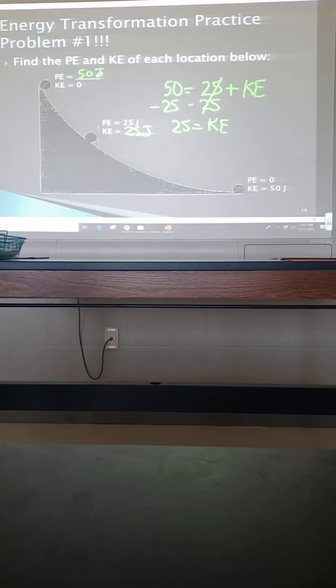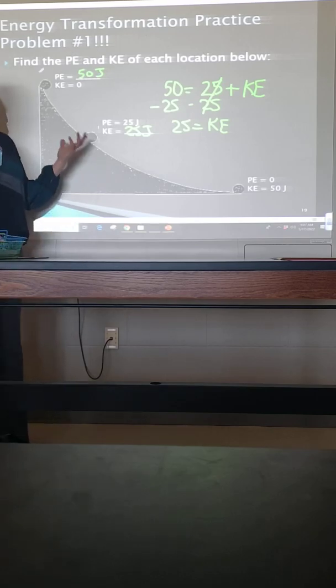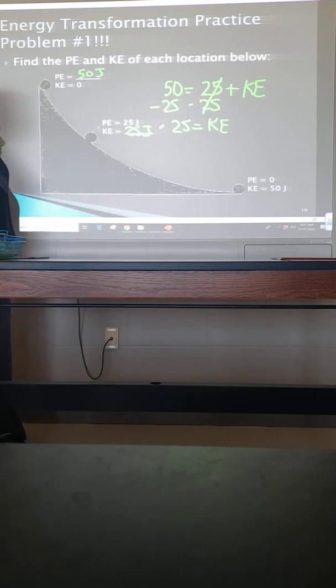So having that last piece of information, where total mechanical is equal to KE plus PE, allows us to figure out if we have an unknown amount at one of our positions.